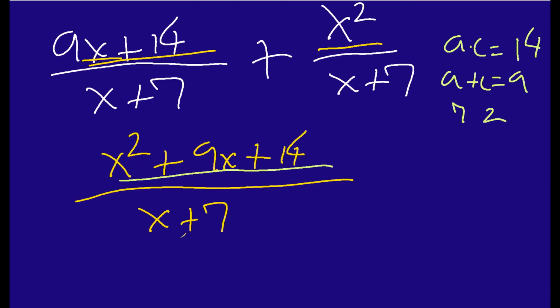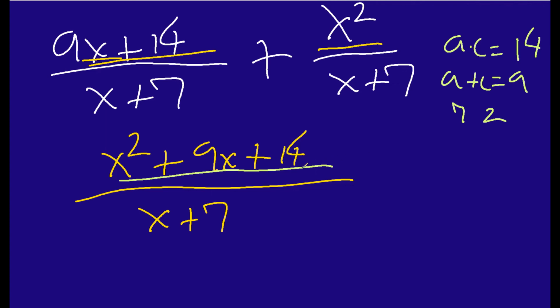But let me go ahead and back up from the beginning and explain what happened in this video. In this video, we took a look at how to add rational expressions that have the same denominator. Basically all you do is combine like terms as much as you can. Here we had 9x plus 14 over x plus 7, and we added x squared over x plus 7. We ended up with x squared plus 9x plus 14, which is just adding up all the numerator terms to make a polynomial, and we have x plus 7 in the denominator.